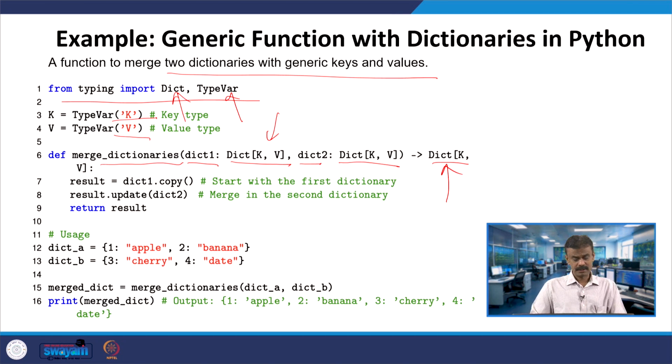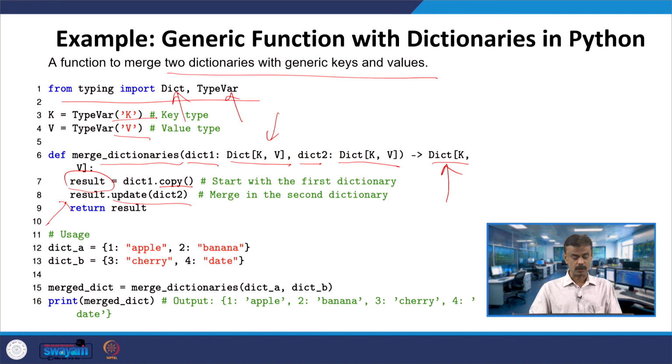So, here this dictionary 1, let us say it is invoking the copy function. Assume that it is invoking the copy function. That means it will start with the first dictionary, and the result is then getting updated with dictionary 2. So, the first dictionary will be merged with the second dictionary, all right.